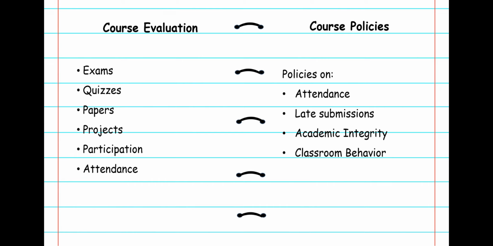Next, we have the course evaluation. The criteria and weightage of different assessments used to evaluate student performance. This may include exams, quizzes, papers, projects, participation, and attendance. It also typically includes the grading scale or rubrics used.